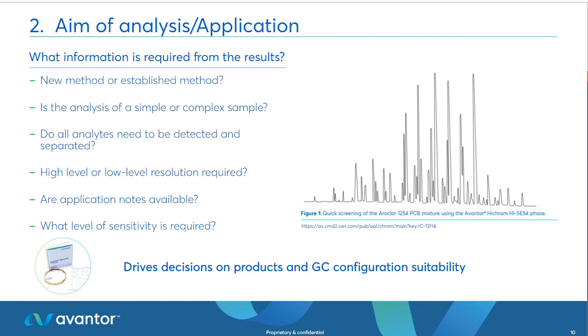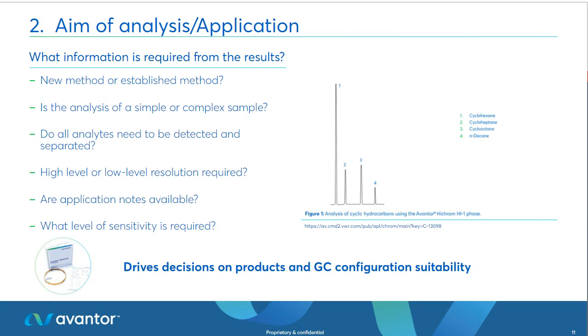For example, this Aroclor 1254 PCB mixture has been analysed on a high-chrom, high SE-54 phase, and there's not great resolution, but that's all we need. We want to see a few peaks, a few hits on those analytes, and that works for that application type. You can see we're having a look at cyclic hydrocarbons using the high 1 phase, and we can see really great resolution. We can see a distinctive separation at the baseline, and we're having a look at these 4 analytes, and maybe we need to see this high resolution.